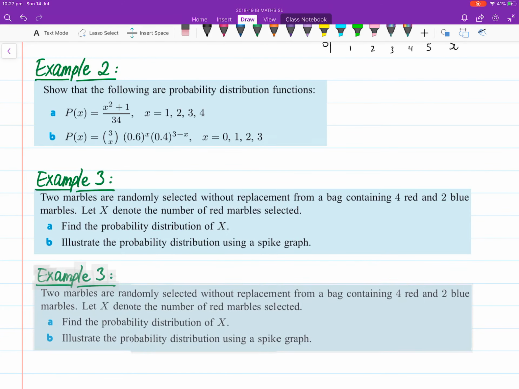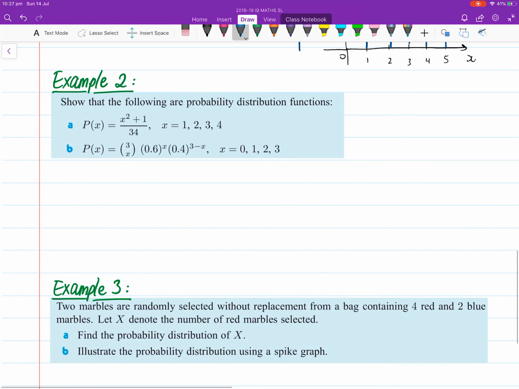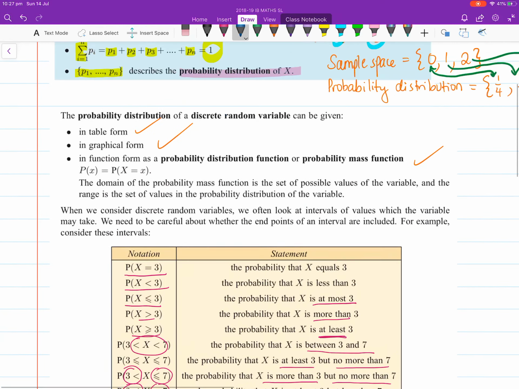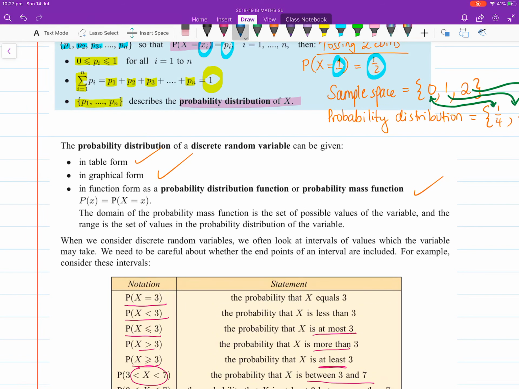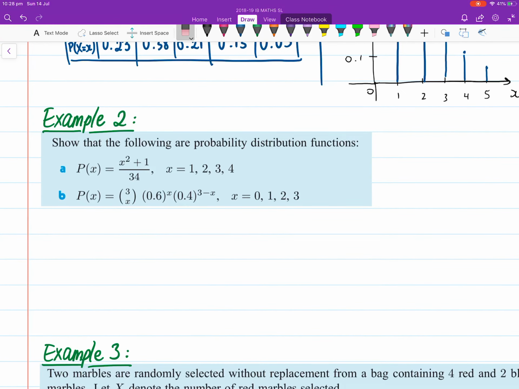And let me just move this down. Example 2 says show that the following are probability distribution functions. Okay, so this is a little bit of a sneak peek into the later stuff. So this is what we mean by over here. Here we go. The third way of representing a probability distribution is by a probability distribution function or a mass function. So here's an example. P(x), which is your probability, x equals x squared plus 1 over 34.